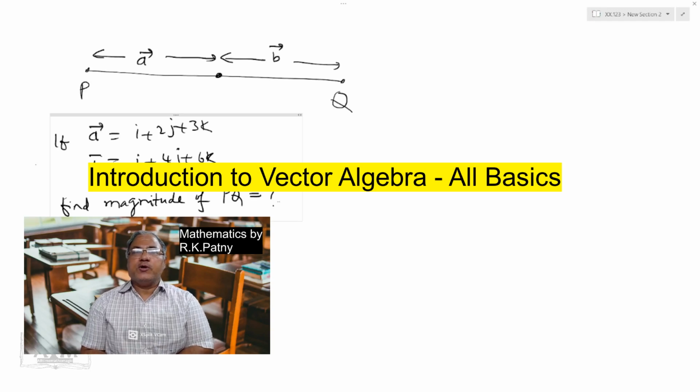In physics, there are two important topics. One is a scalar, another is a vector. So scalar and vectors. These are the two important topics.